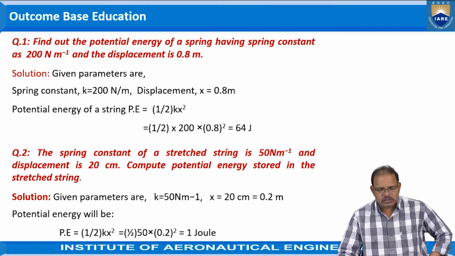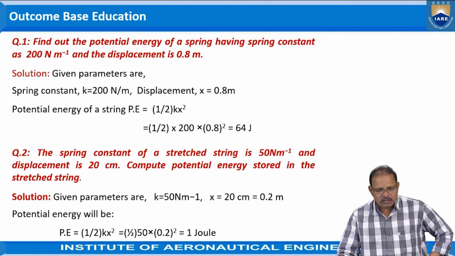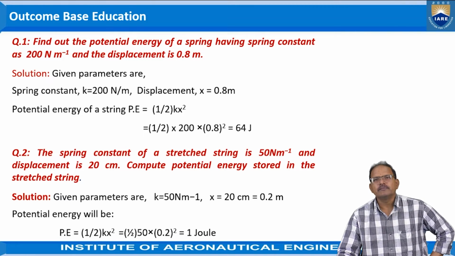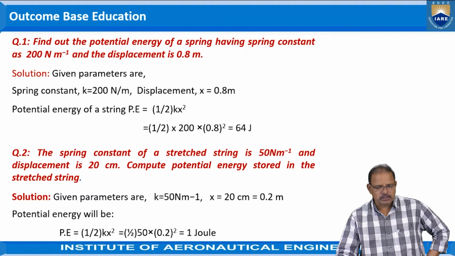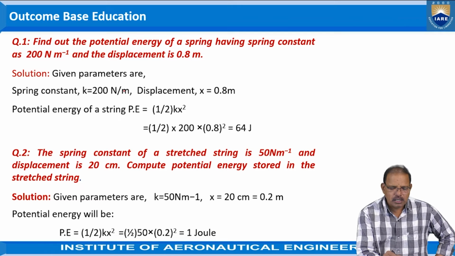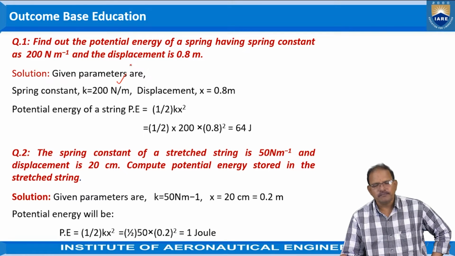Based on these equations, we are taking small problems. Find out the potential energy of the spring having spring constant as 200 Newton per meter and the displacement is 0.8 meters. Within this problem, the given parameters are: the spring constant, generally represented as K, is equal to 200 Newton per meter. The displacement is given, x is equal to 0.8.